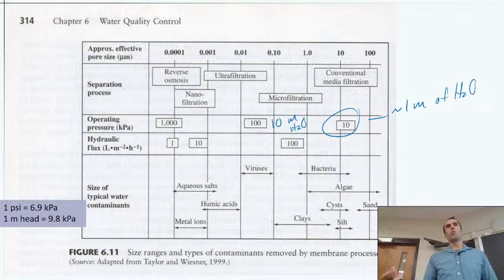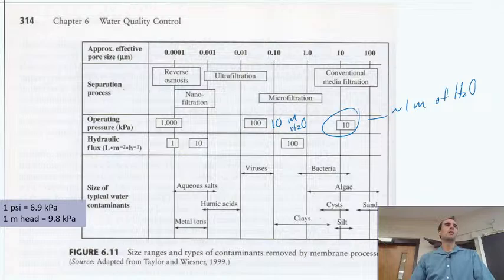Likewise, we see the hydraulic flux. We saw this same type of term when we were talking about the granular media filters, and we had values over here that were a pretty good amount of water per area. By the time we're down to microfiltration levels, we're getting about 100 liters per square meter of membrane per hour. So one square meter of membrane could give you 100 liters over the course of 1 hour when operated with 5 to 10 meters of water pressure on top of it. So you can kind of think of it that way.